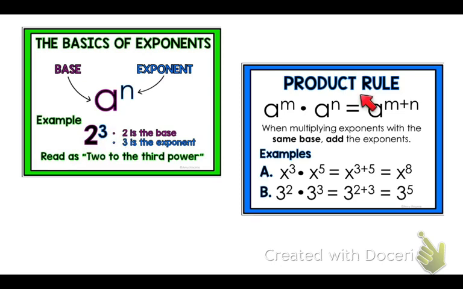So we have product rule. Anytime you're multiplying exponents with the same base, since it's product, so a and a, that is the same base, that means that you're going to actually be adding your exponents. So m plus n. You have some examples here. So again, your bases are the same. That means you add those exponents, giving you 8. Bases are the same. Add the exponents, that gives you 5. So 3 to the 5th power, x to the 8th power.